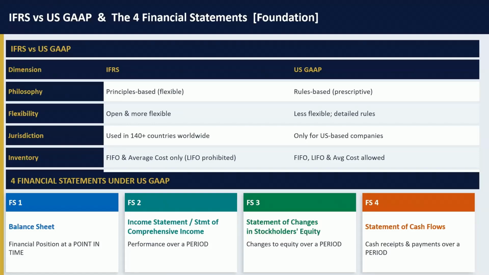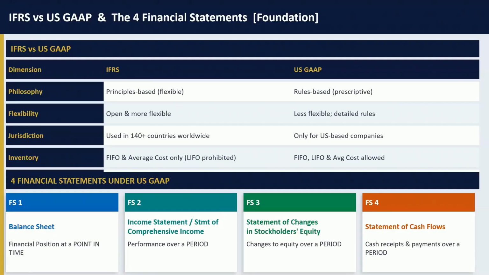And after this, there is one more statement called notes to financial statements. But that is not exclusively considered as financial statements, but that is also equally important. So first up, we have the balance sheet, or the statement of financial position. So this speaks about the financial position at a point in time.